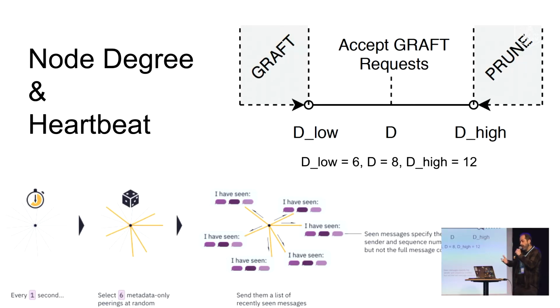Now, these are happening in every heartbeat period, which is happening every 1 second. Basically, every node every 1 second is checking how many connections they have, they're grafting or pruning, and they're doing some other things as well that we're going to see in a minute.